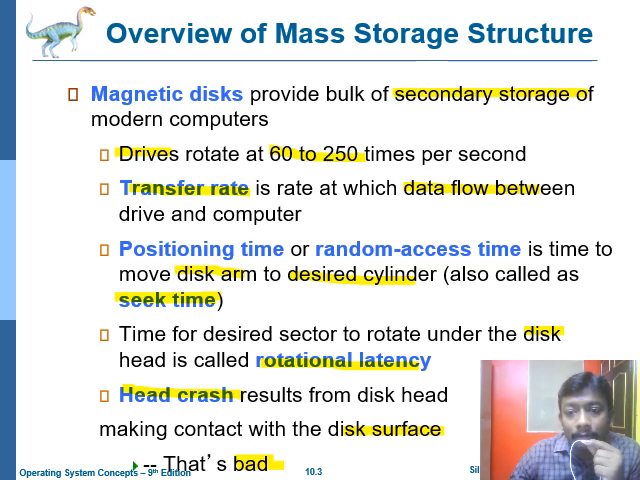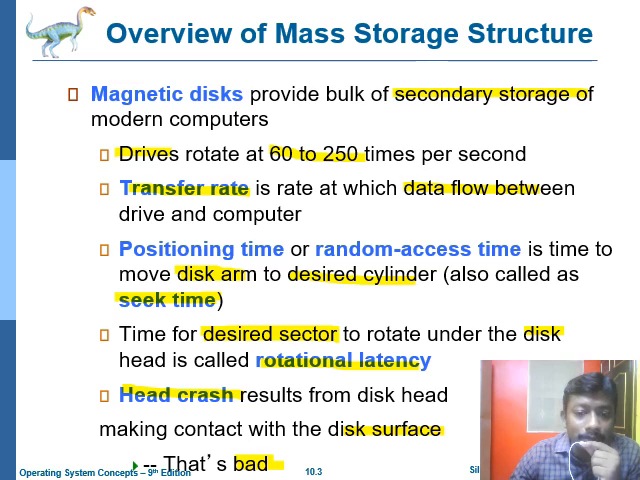Seeking a particular track in a particular cylinder is called seek time. This is the time to move the disk arm to a desired cylinder. The third factor is rotational latency, where your desired sector is rotating. The time for a desired sector to rotate under the disk head is called rotational latency. The final thing is head crash, which is a very bad thing.